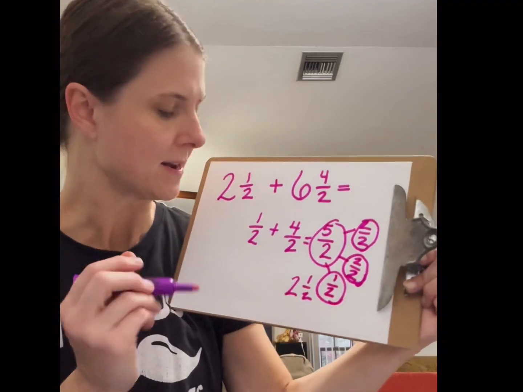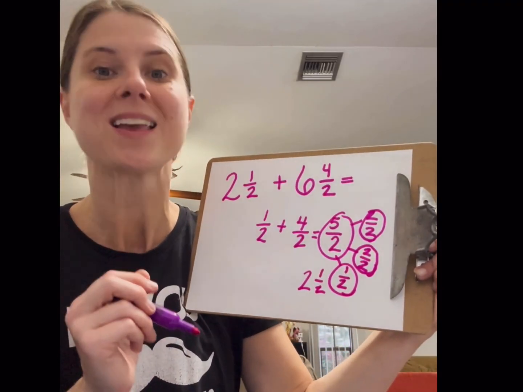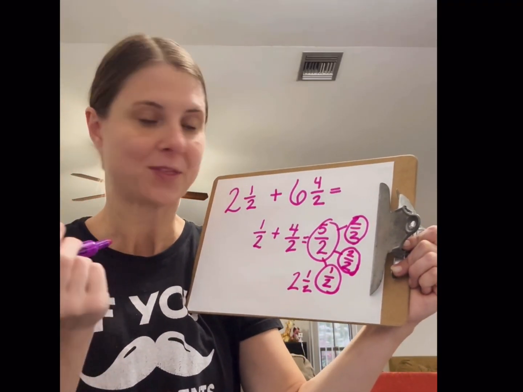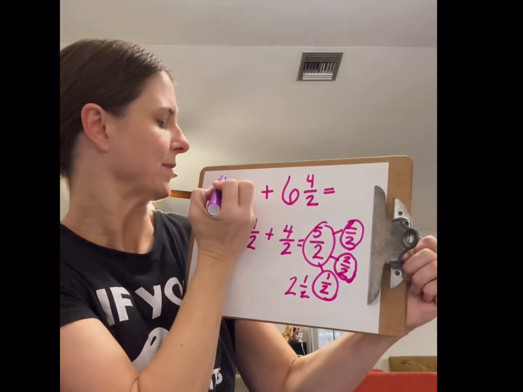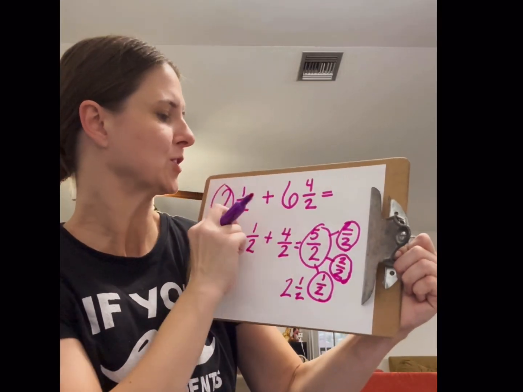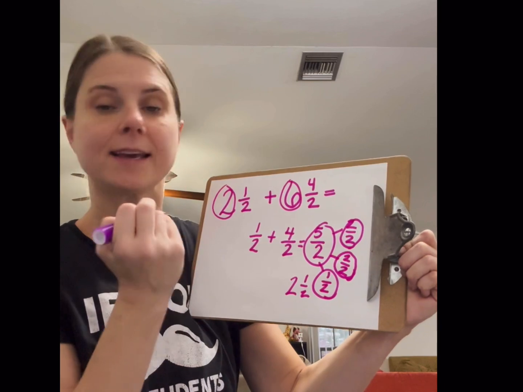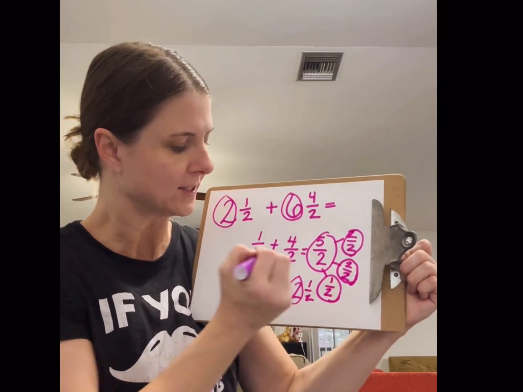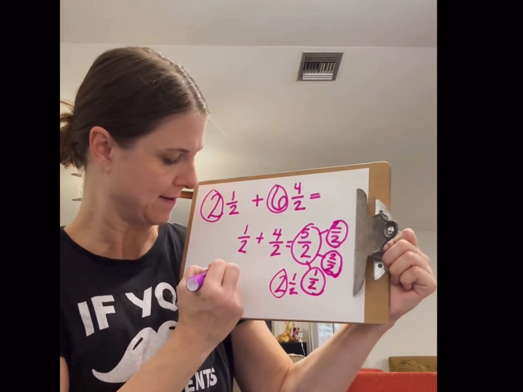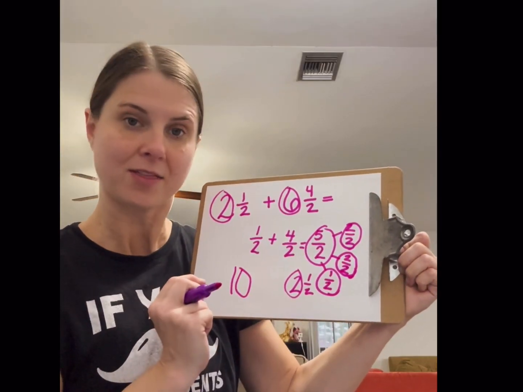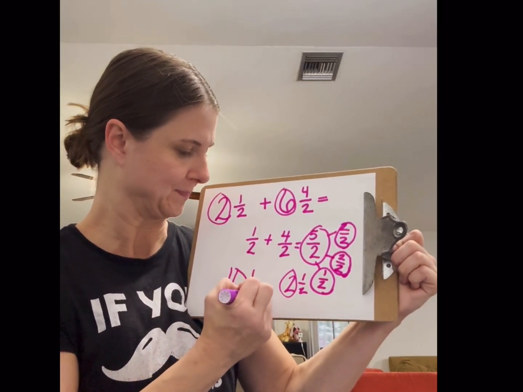Now we are not done because we have to add the whole numbers and put the fraction with it. So again, I like to circle my whole numbers. 2 plus 6 is 8, plus 2 is 10, and then the fraction is 1/2.